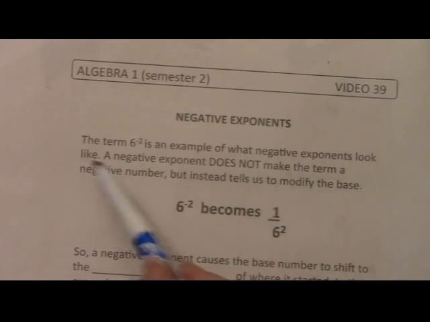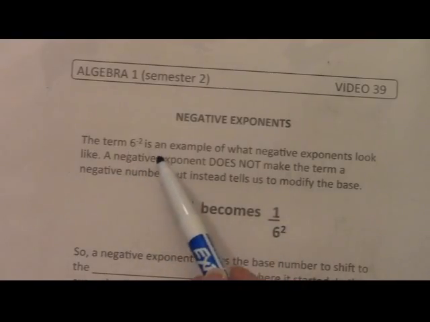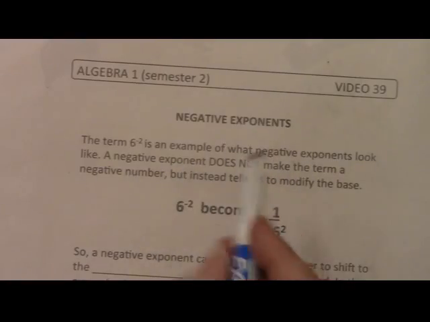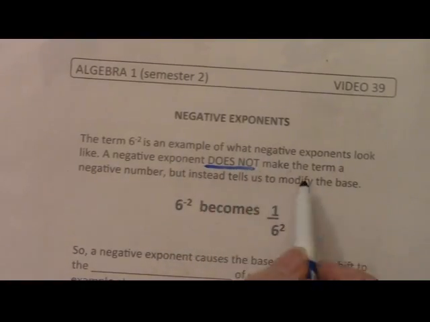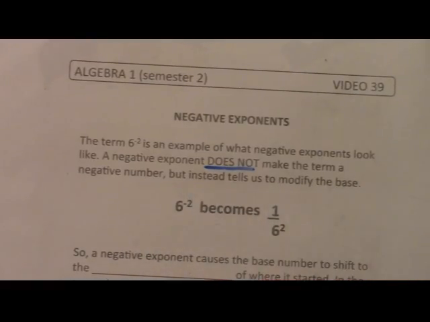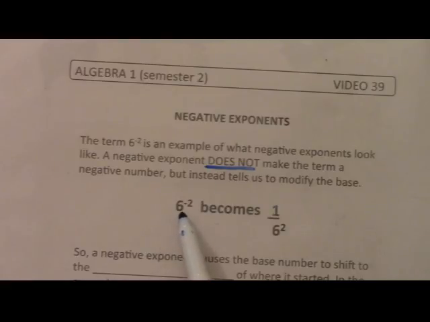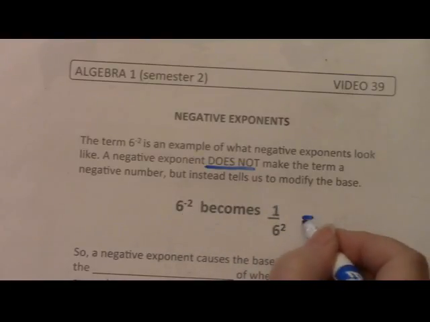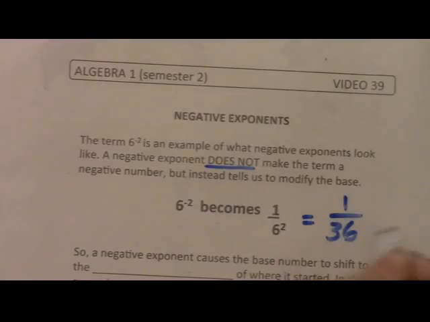Negative exponents. The term 6 to the negative 2 is an example of what negative exponents look like. A negative exponent does not make the term a negative number, but instead tells us to modify the base. 6 to the negative 2 becomes 1 over 6 squared, which would equal 1 over 36 because 6 times 6 is 36.